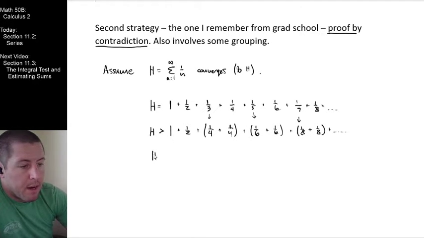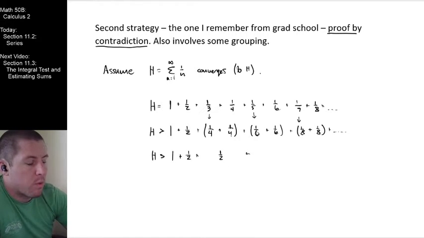So what is it that the harmonic series is actually bigger than? Well, it's bigger than 1 plus 1/2 plus 1/4 plus 1/4. That's going to be 1/2 plus 1/6 plus 1/6 is 2/6. That's 1/3.